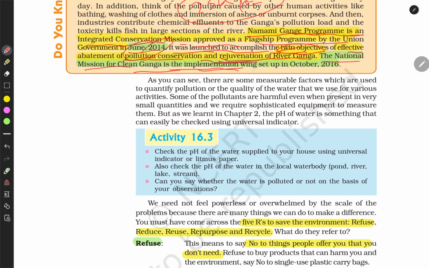The National Mission for Clean Ganga is the implementation wing. This national mission will implement these two objectives, and it was set up in 2016. The twin objectives involve reduction in pollution, and second, reviving the Ganga river again.